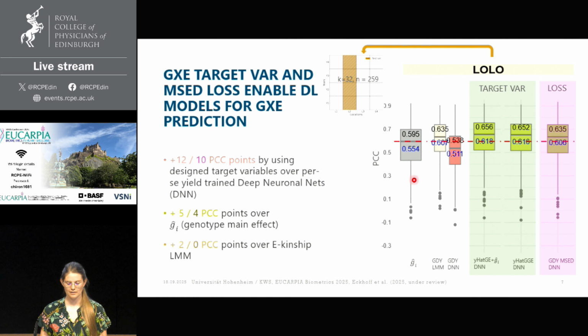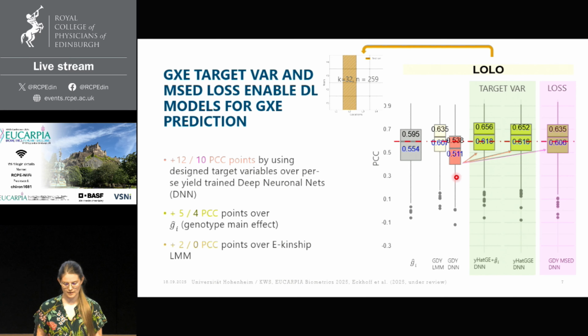You have in gray the genotype main effect. So this is what we estimated in each CV split from the training data set, which is kind of the lower benchmark. Then in cream, we have a linear mixed model trained on GDY. Basically, this is the E-kinship, environmental kinship model as proposed in 2014 by Hakin. And then in red, our last benchmark would be a deep neural network trained on GDY without altering the loss function or anything as a baseline, basically.